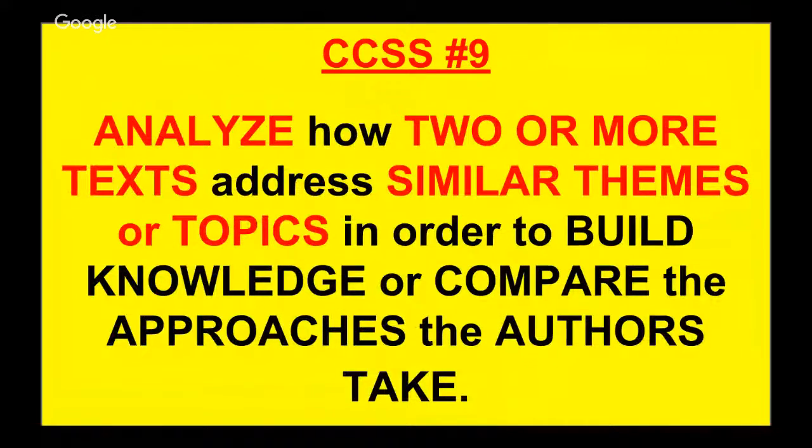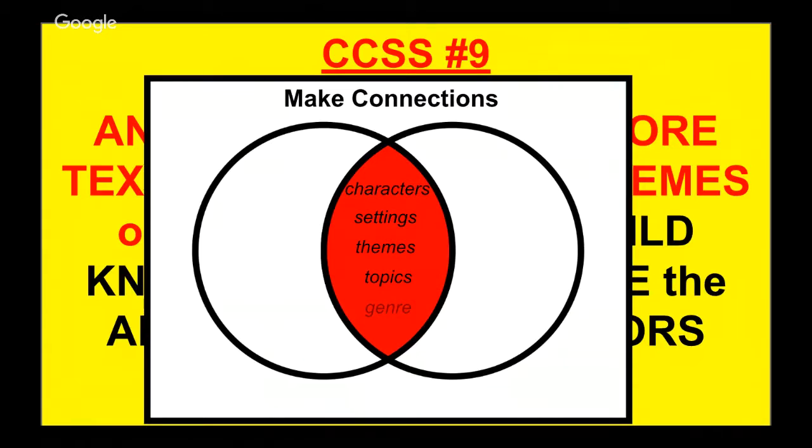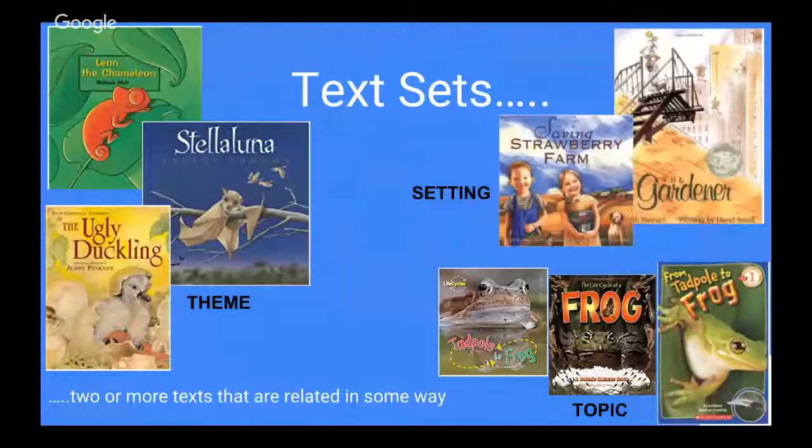Standard 9, you also see the word theme in there, but now we're analyzing how 2 or more texts address similar themes or topics to build knowledge, or as we compare how authors approach this. So Standard 9 really is about making connections between texts, between authors, contrasting and comparing characters, settings, themes, topics, plots, genres, and lastly, looking at like an author study, the books that one author writes. So unlike Standard 2, which you work out of one text, in Standard 9, you have to find text sets.